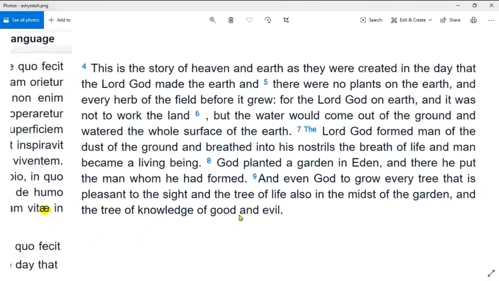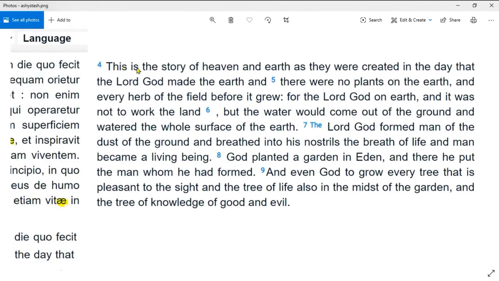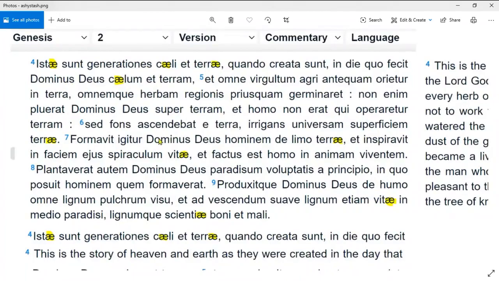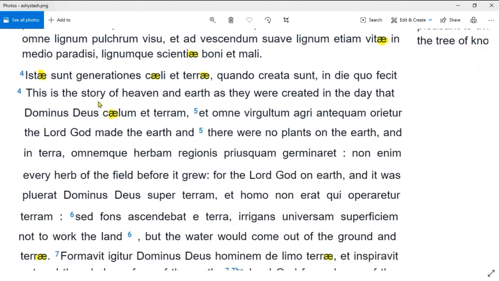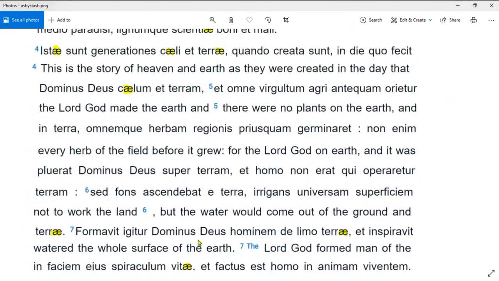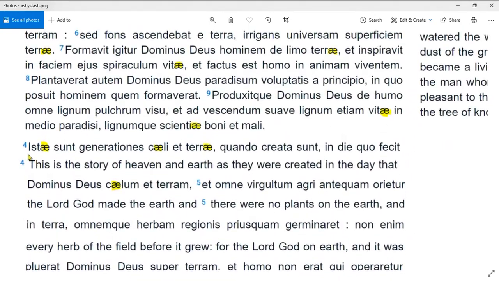So in the English translation of the Latin, it starts with, "This is the story of the heaven and earth as they were created in the day that the Lord God had made." And this is the Latin here. So I pulled them both off, and they lined up pretty good. But I just pulled that off so you can see the story.